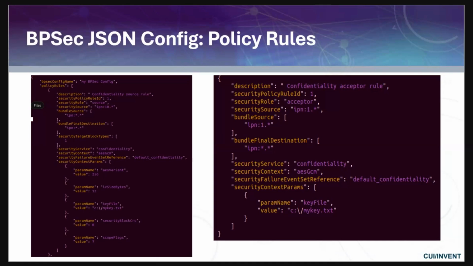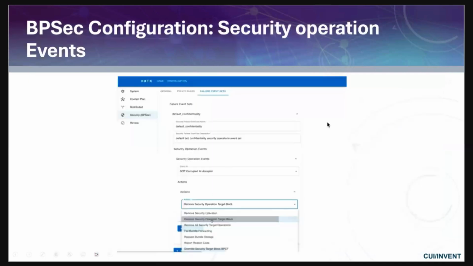So in this case, this is the config BPSec JSON part, the policy rules. So for a source node, any bundle coming from... sorry, yeah, the key. I think I needed the mouse. It's not easy to, yeah.